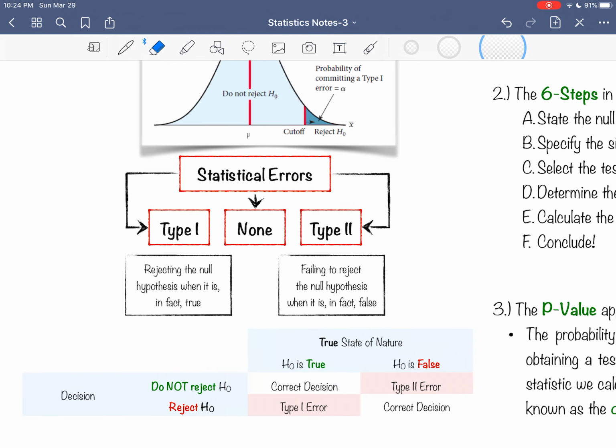And in this particular class, we will never be calculating the type 2 error, although it is calculable. It is the opposite of a type 1. So when type 1 gets smaller, this one gets bigger and vice versa. But for the purposes of this class, we won't bother with it.